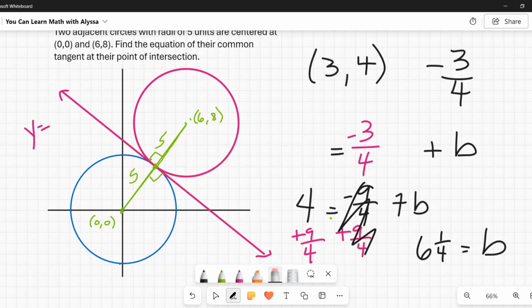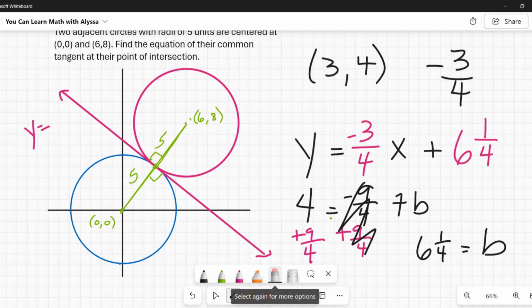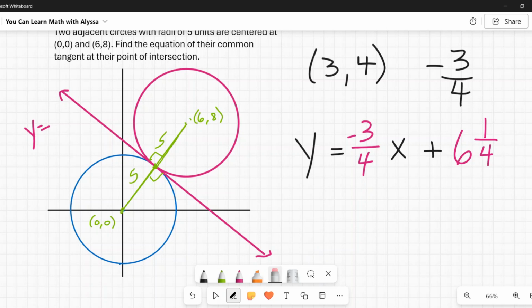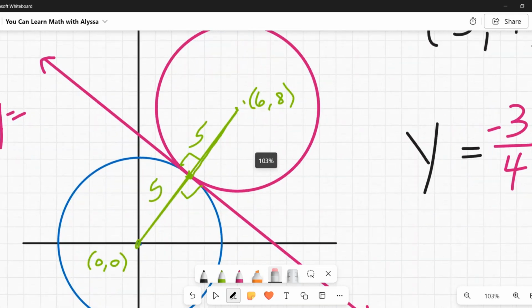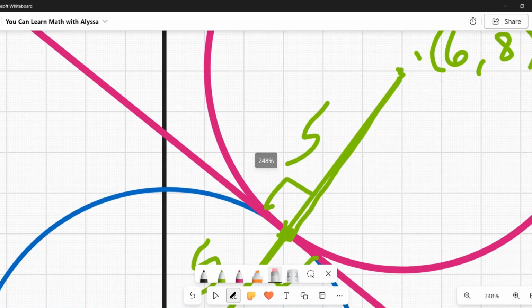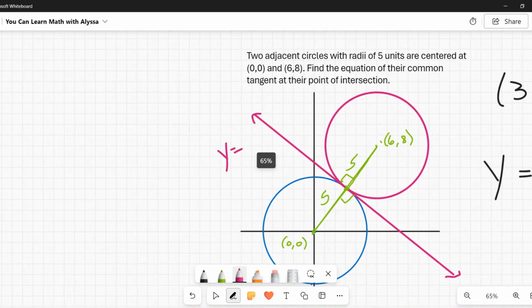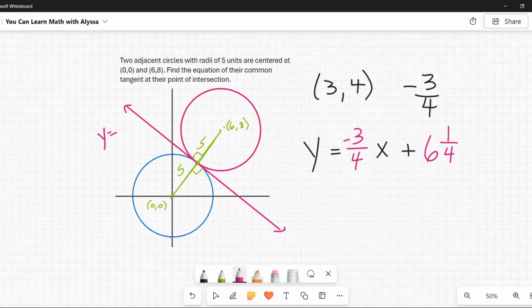I'm going to go back in here, change these back to x and y, and I'm going to replace my b with 6 1/4. And there you have it. There is my equation of the line. Y is equal to -3/4 x plus 6 1/4. And I actually didn't do too bad of a job drawing that tangent line. It's not quite at 6 1/4, but I'm pleased with that. That's pretty close. Okay, so that is how you would solve that problem.